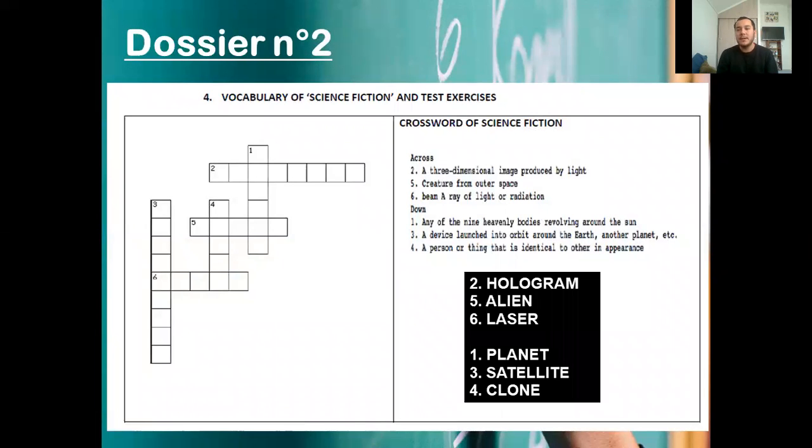Here you got the results. Number 2 is hologram. Number 5, alien. Number 6, laser. Number 1, planet. Number 3, satellite. Remember the pronunciation, satellite. And number 4 is clone. So there you have the words for the science fiction vocabulary. Let's see.